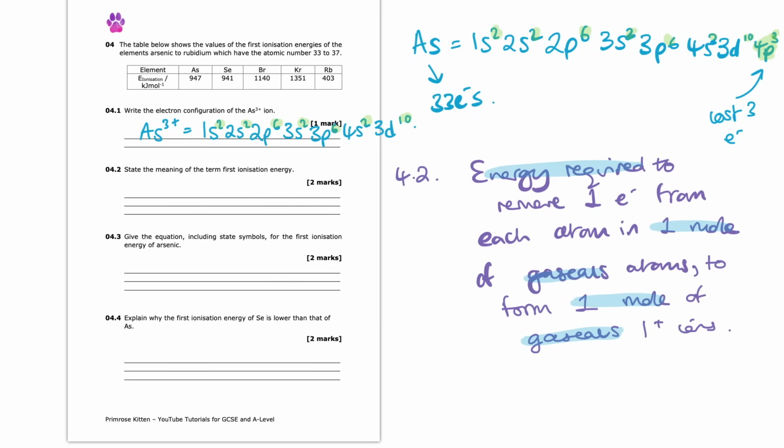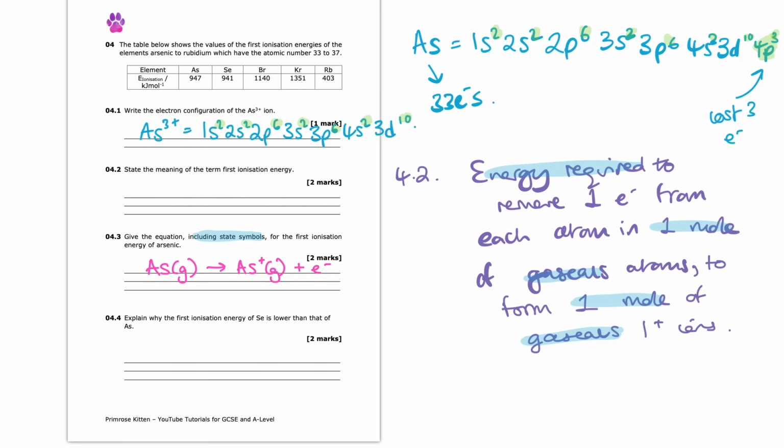But that's really good. So now for 4.3, we want to give the equation for the first ionisation energy of arsenic. And like we mentioned, the importance of that word gaseous, whenever we do this, we need to include those state symbols, just like it has said in this question. So here you'll find that that definition can help us to do this. We're going to have these gaseous atoms, and we're going to remove an electron from each of them to form 1 mole of gaseous 1 plus ions. So see, we've just directly translated that definition into putting it into practice there.